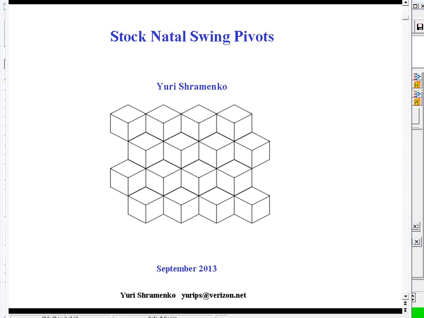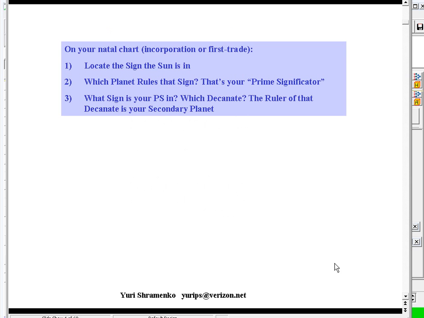To do that, we're going to use a technique developed by an astrologer from the United Kingdom, late 1800s, called Sepharial. The technique is very simple. You need to identify a couple of planets which you're going to focus on, and his way of doing that was to use, well, he used an incorporation chart of the stock. We're going to use the first trade chart.